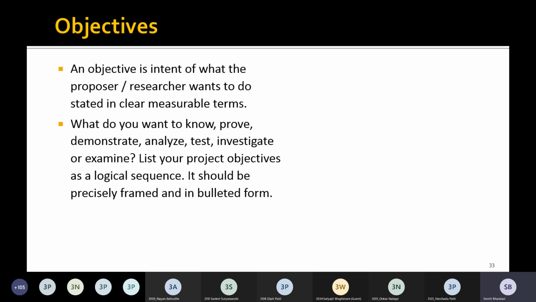See carefully. Objectives should explain what you would like to know, prove, demonstrate, analyze, test, investigate, or examine, and so on. All those objectives need to be written in a logical sequence. I'll repeat, all those objectives need to be written in a logical sequence.